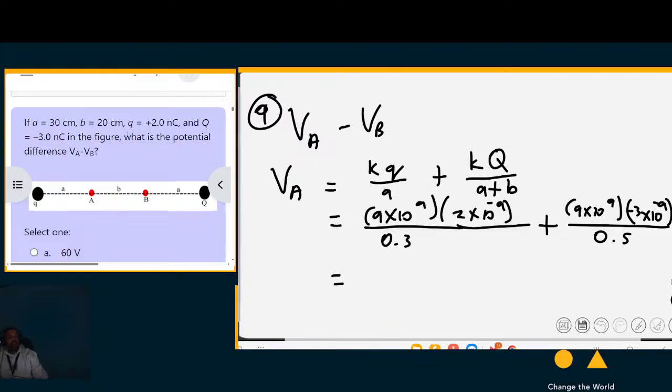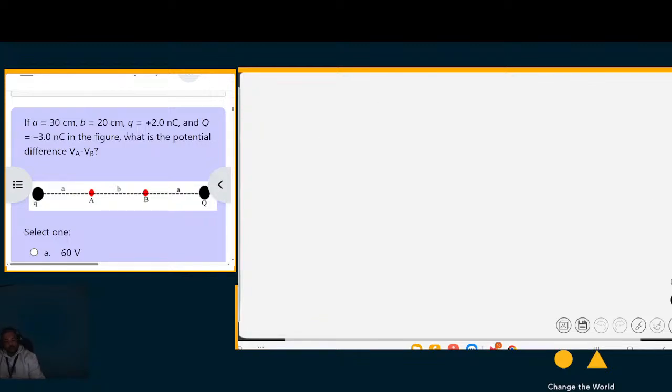So the potential at point A due to those two charges, this is a very simple type of problem, is equal to 6 volts. Essentially, that is positive 6 volts. So the potential at A is positive 6 volts.